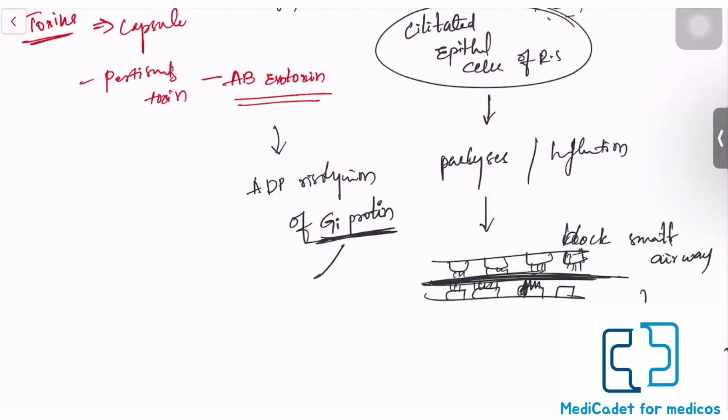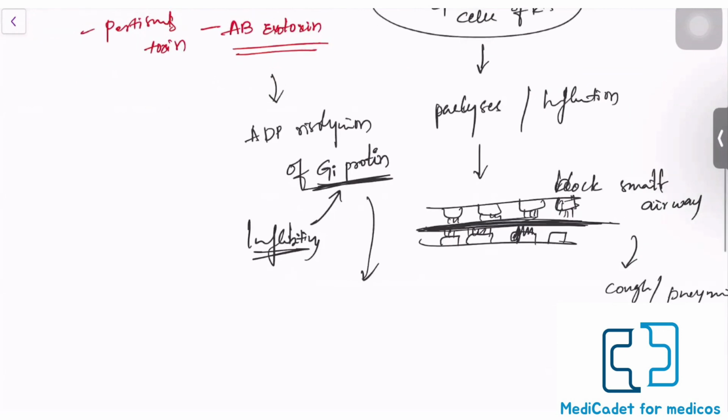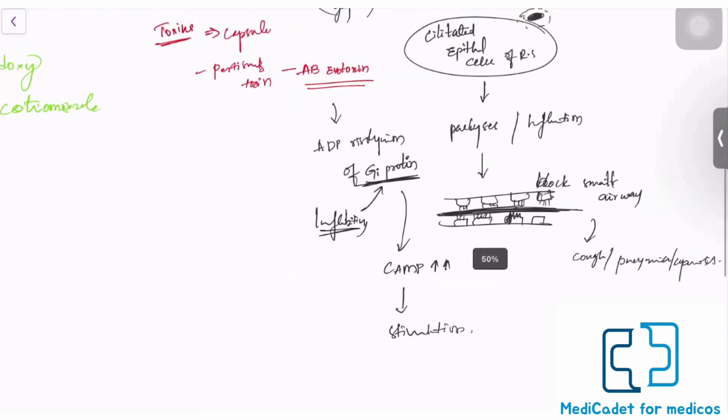You will be inhibiting this Gi protein. Inhibiting this Gi protein, what will happen? You'll have continuous stimulation. There is no one to inhibit this cAMP. Okay, so the cAMP will be accumulated. So there is increased stimulation causing continuous cough and everything. Okay, continuous muscle movement and everything. Understood? So what will happen?